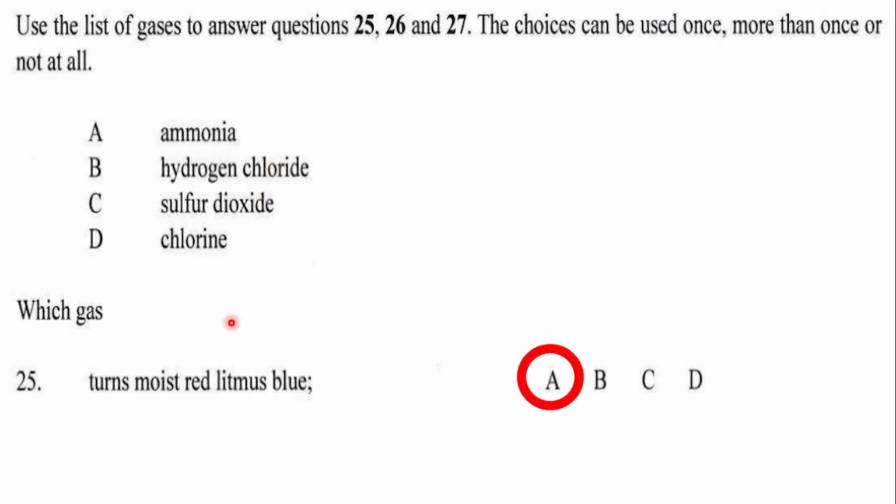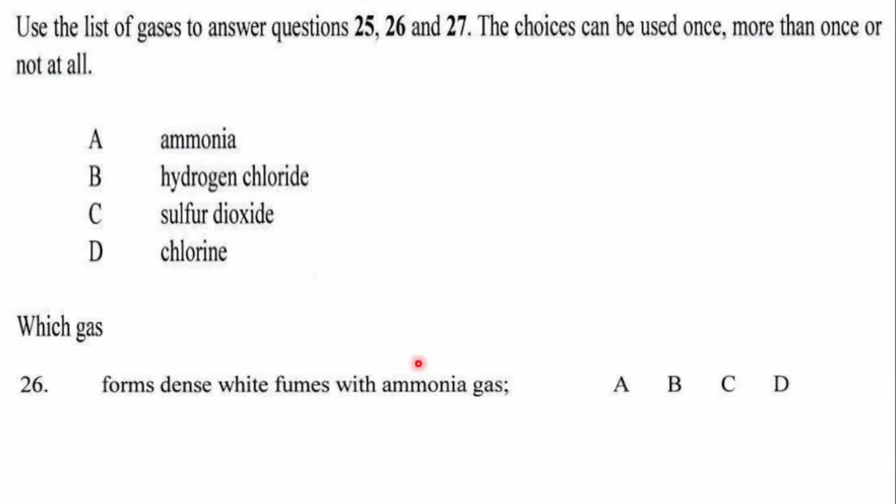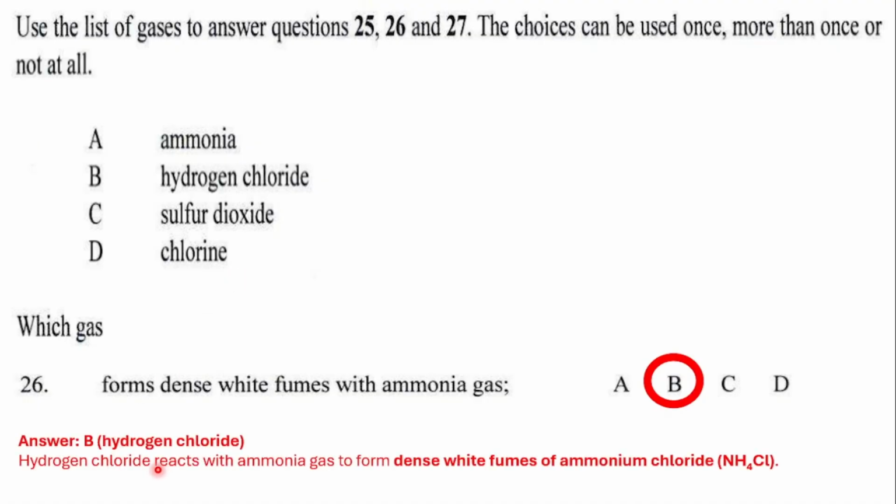And the correct answer is definitely going to be A, ammonia, because ammonia is alkaline and turns moist red litmus paper blue. Then move on to question number 26, and it says which gas forms dense white fumes with ammonia gas? Is it ammonia, hydrogen chloride, sulfur dioxide, or chlorine? The correct answer is definitely going to be B, hydrogen chloride, because hydrogen chloride reacts with ammonia gas to form dense white fumes of ammonium chloride. And so the correct answer is definitely going to be B, hydrogen chloride.